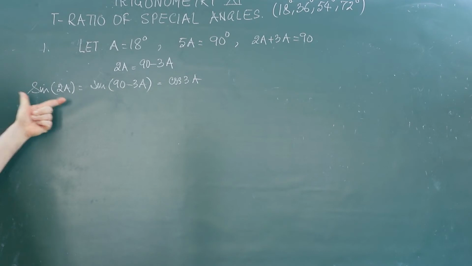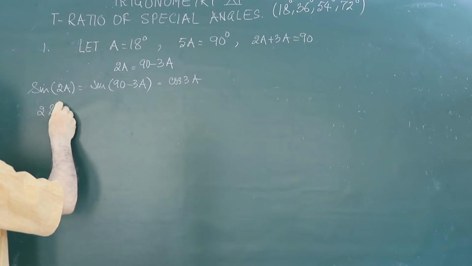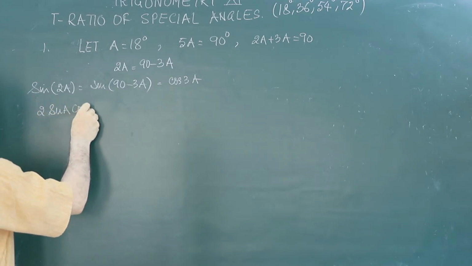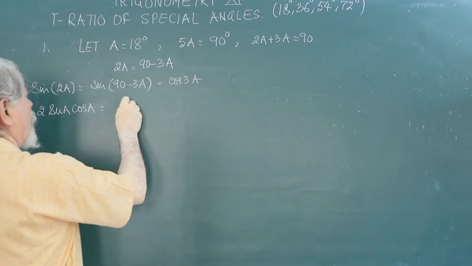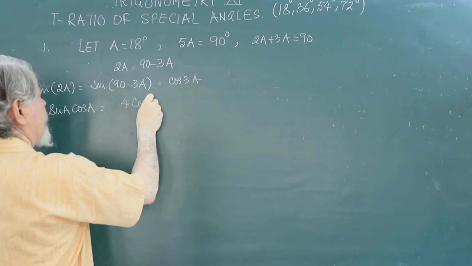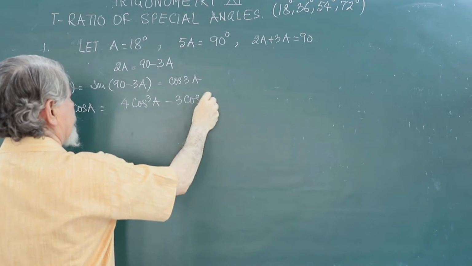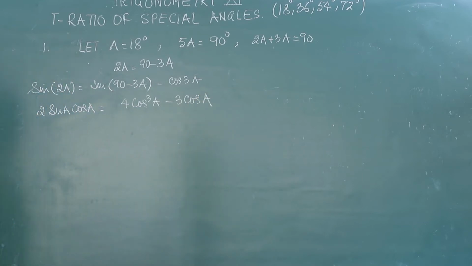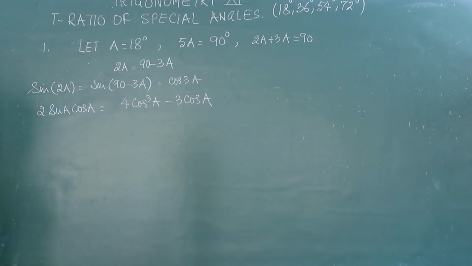Now, what is the formula for sin 2A? Sin 2A is 2 sin A cos A. And what is the formula for cos 3A? 4 cos cube A minus 3 cos A. This is the formula for cos 3A.